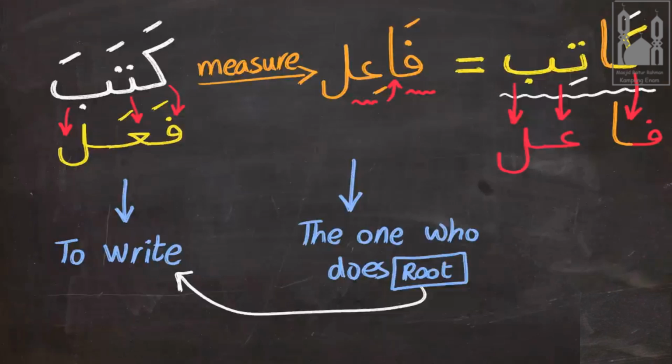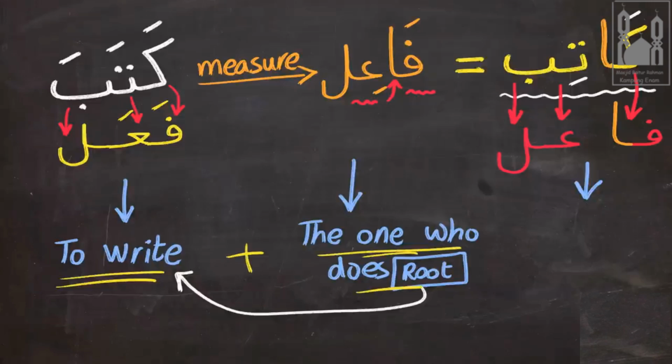Now, can you guess what the meaning of the word katib is? Well, when you remember that the root of katib is kataba, which means to write, and that the measure adds another dimension to the meaning, which is the one who does the root, you can then simply conclude that the meaning of katib is writer.